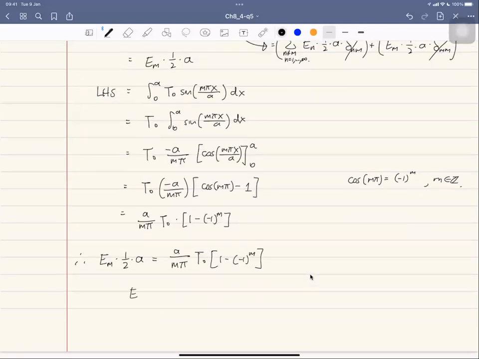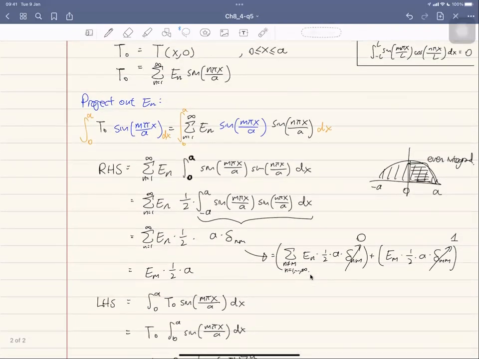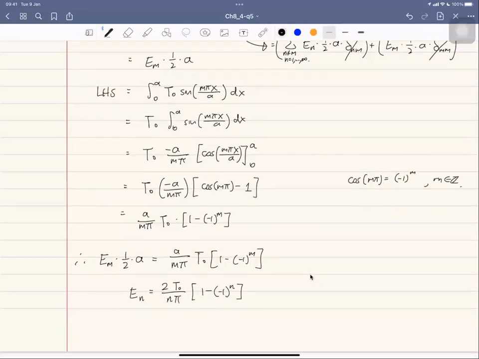And E_m, so I'll just multiply this side, divide that over, and I have 2 T naught over... and I'm going to just change the m to n just for tidiness, because m or n is just an integer and a dummy variable. So I can just change that to an n because I want to use my previous formula of summing over n over here. Okay, so that's one way to write the E_n if you like. So this is perfectly acceptable.